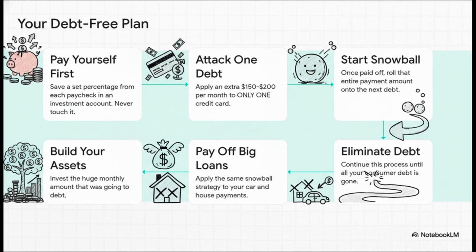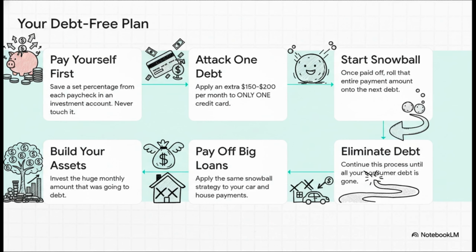Step 1, and this is absolutely non-negotiable. Pay yourself first. Set up an automatic transfer for a percentage of every single paycheck into an investment account, and don't you dare touch it. Step 2, attack your debt. Find an extra $150, $200 a month, whatever you can, and focus it all on just one credit card. Step 3, this is where the magic happens. Start the snowball. Once that first card is paid off, you take the entire amount you were paying on it and you roll it onto the next debt.